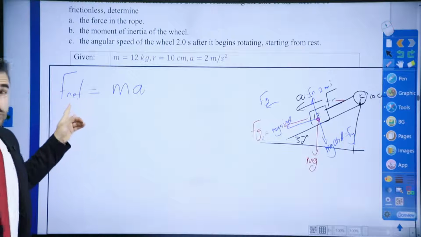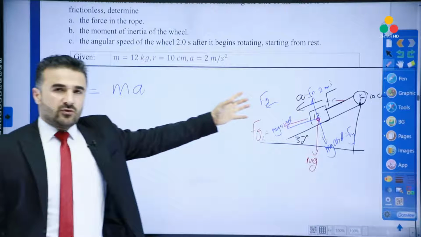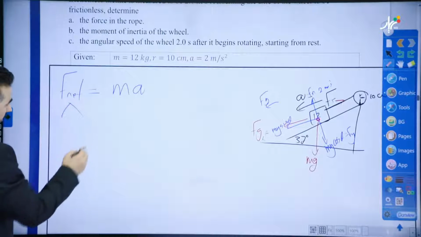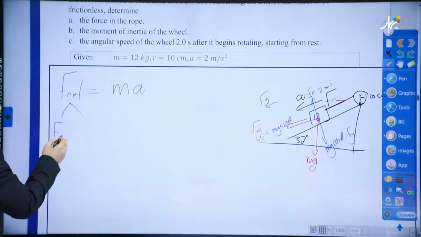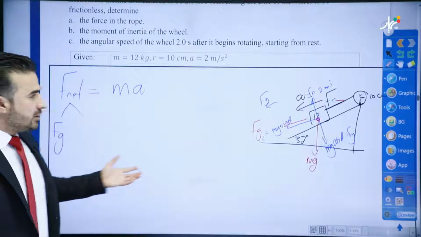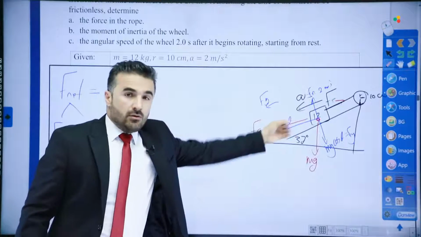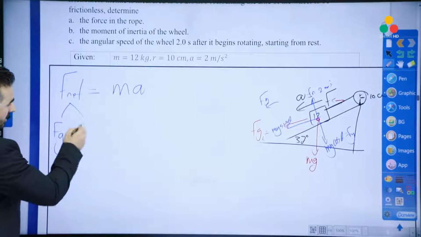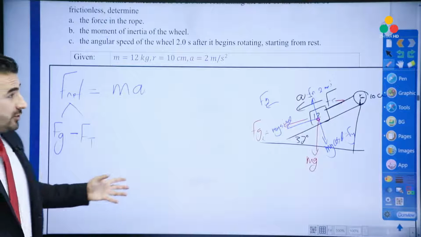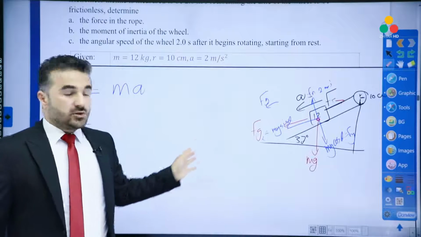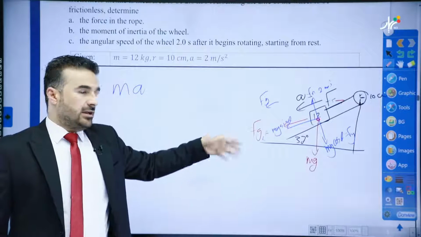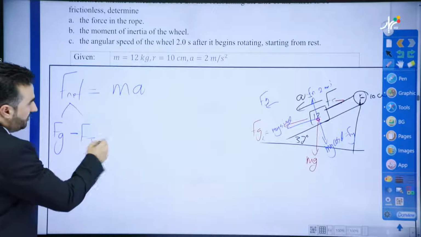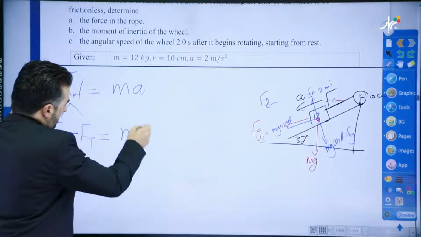But this is not the force, this is the net force. So how many forces do we have? There are two forces. What are these two forces? One of them is Fg, the gravitational force pulling down on the box, and this is why it moves downward, which is bigger than the tension force. If the tension force was bigger, then the box would be moving or sliding upward. So Fg minus Ft equals mass times acceleration.